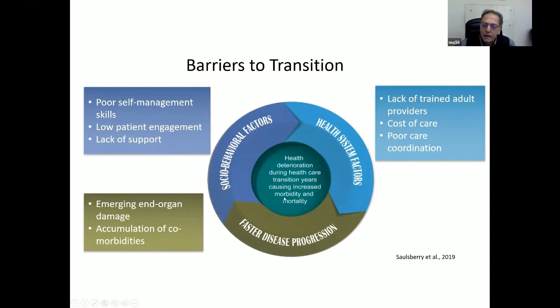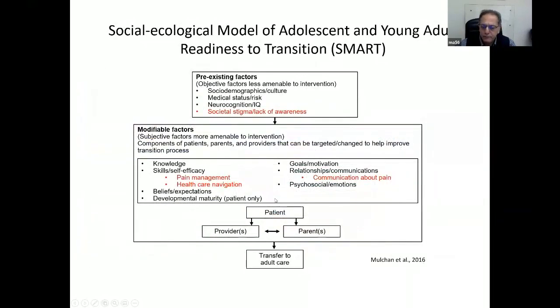So this is an area that really requires a multidisciplinary care approach. Now, how can this be done? There is a socio-ecological model of adolescents and young adults' readiness for transition. This takes into account socio-demographic and cultural factors, medical status and risk, neurocognition, and societal stigma and lack of awareness. And also, this model looks at modifiable factors, components of patients, parents, and providers that can be targeted to help improve.